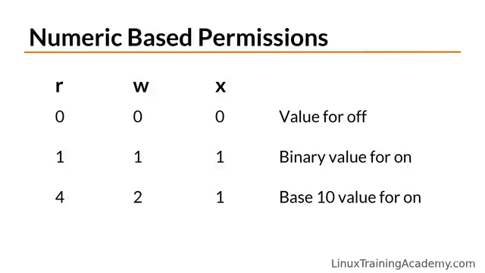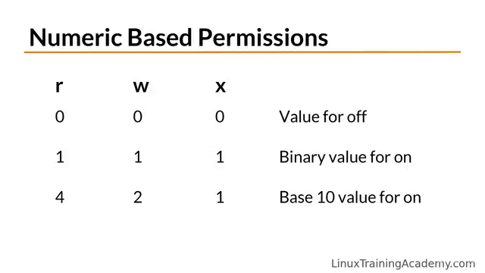In addition to symbolic mode, octal mode or numeric mode can be used with chmod to set file and directory permissions. In octal mode, permissions are based in binary. Each permission type is treated as a bit that is either set to off, 0, or on, 1. Again, in permissions, order has meaning. So permissions are always in read, write, and execute order.